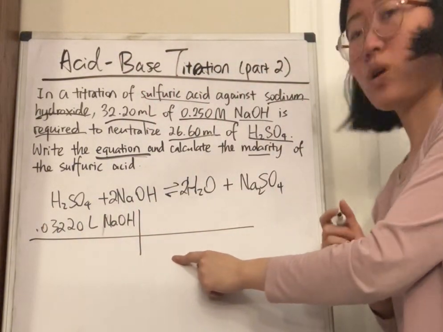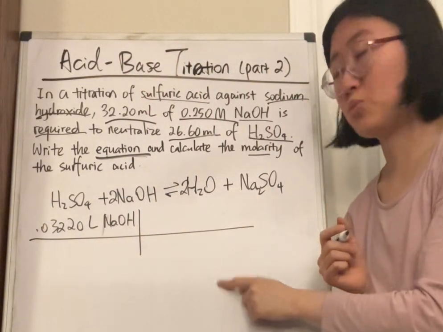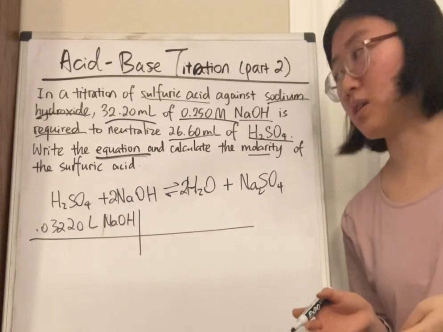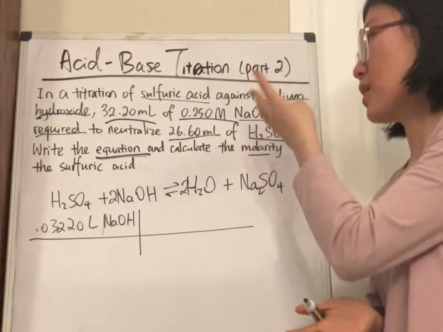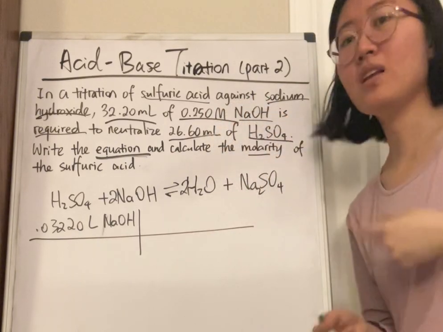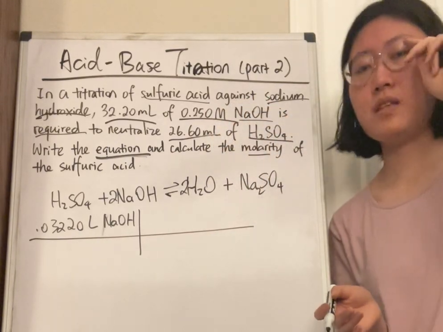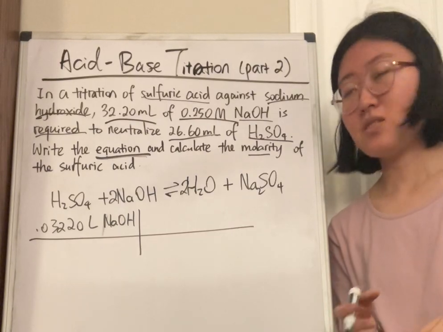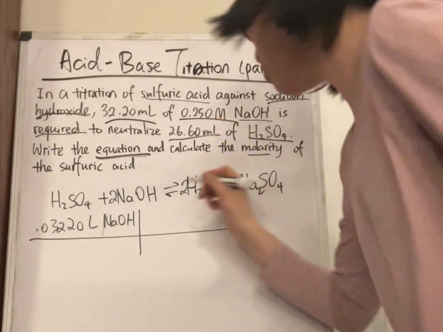And then we want to change it to moles, right? Because we want to apply the mole ratio here. But how do we do it? It doesn't give us any moles. Well, it gives us the molarity. And what does molarity mean? It means moles divided by liters. So instead of writing it like this, we can write it like this.